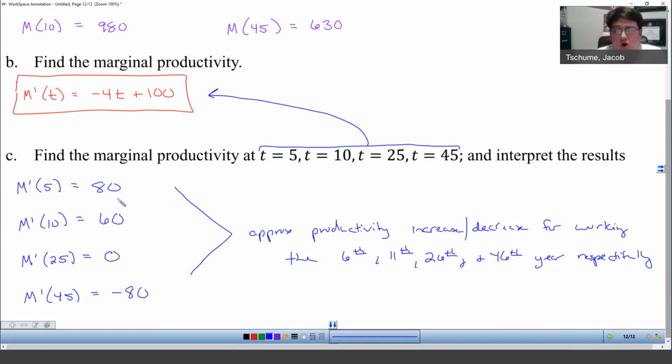And if you work all the way to your 45th year, the approximate productivity of your 46th year would actually be negative 80, which means it's dropping really quick, and that's probably not something your boss is going to keep you around for. So that ends the video on section 3.6, which is marginals. Remember, this section was all about if you take the derivative and plug a number in, you are approximating the next item or next unit in line of what you're interpreting.